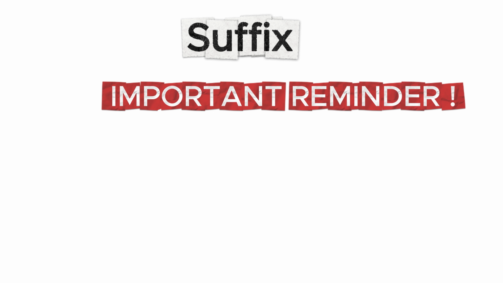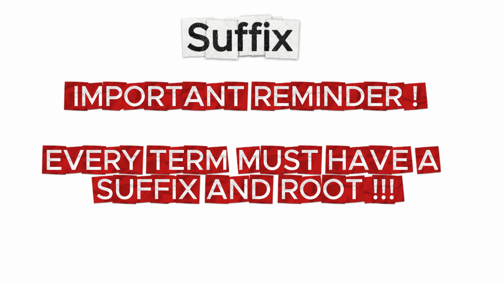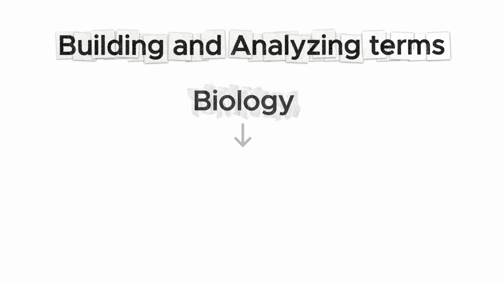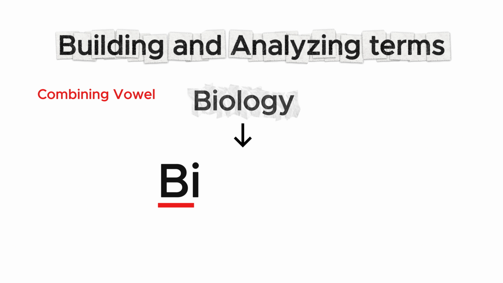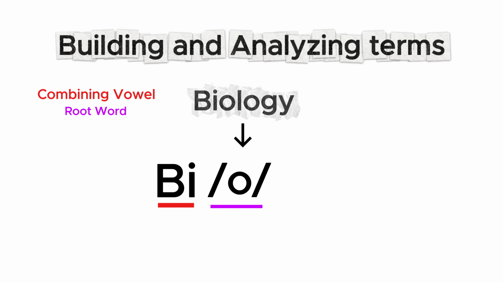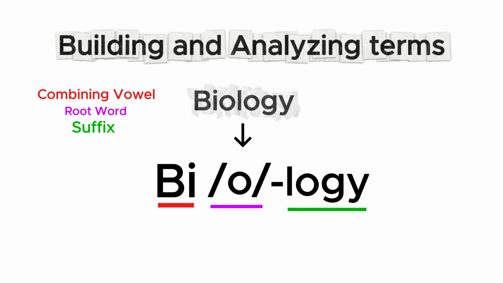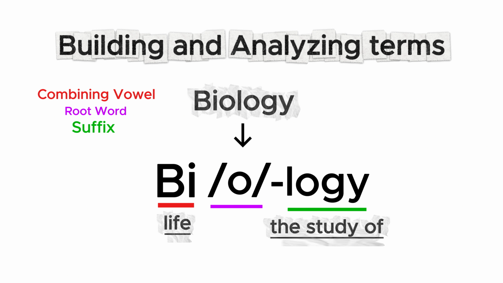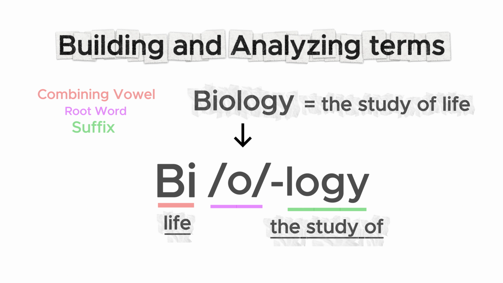A quick reminder is that every medical term must have a suffix and root. Now you may be thinking to yourself, how will I build medical terminologies with the previous knowledge just stated? Let's start with an example word, biology. It would be bi/o, which is the combining vowel, slash dash logy. Medical terms are read right to left. So, with bi meaning life and logy meaning study of, the definition of biology is the study of life.